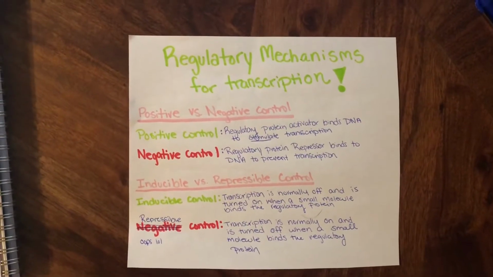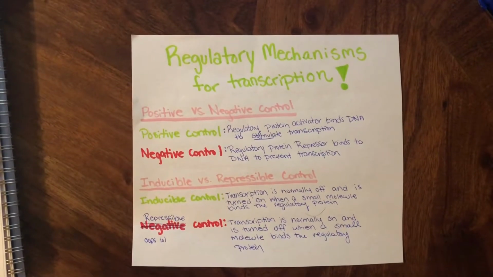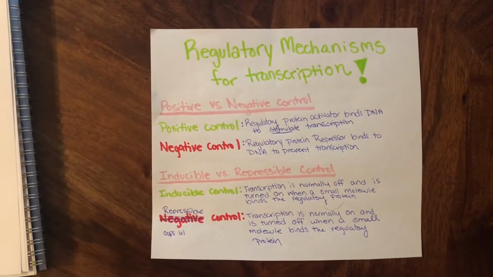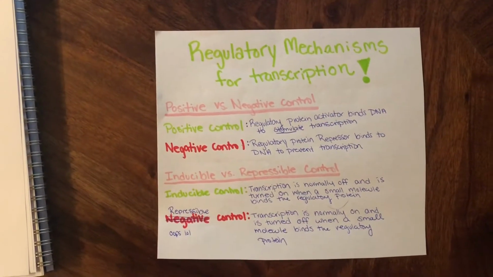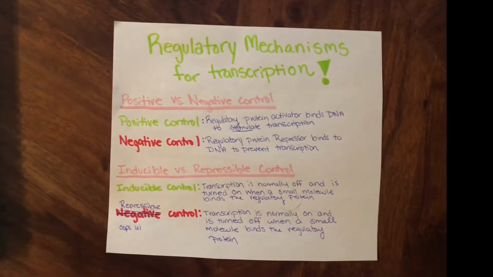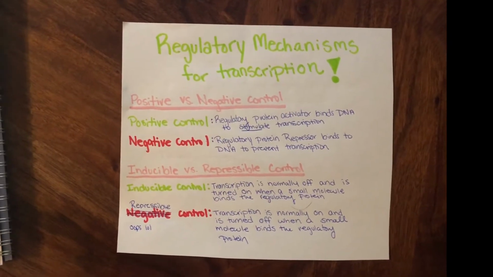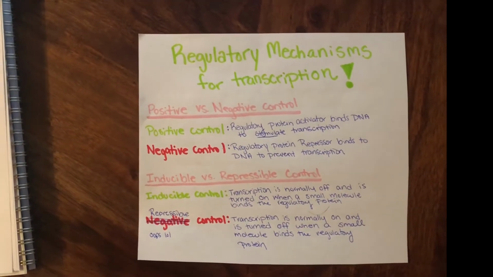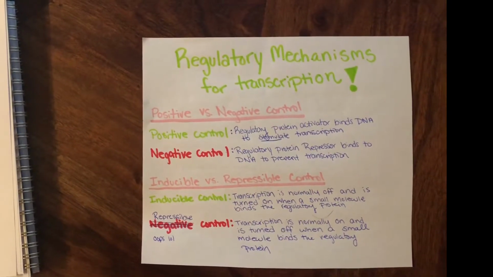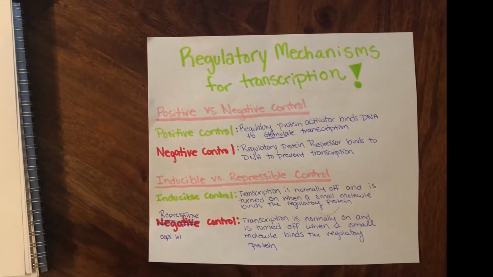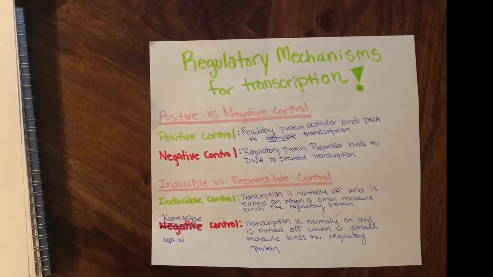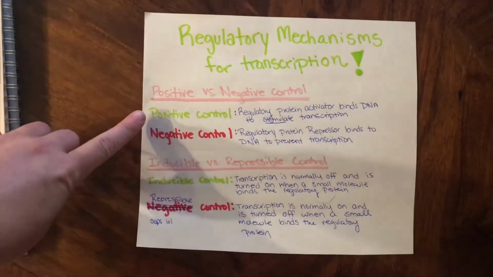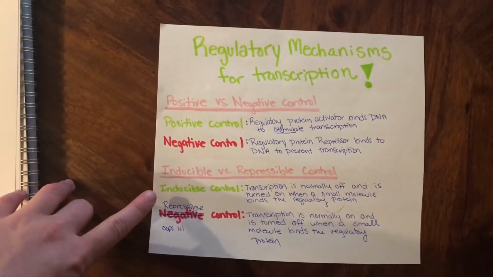Positive control is when a regulatory protein activator binds to DNA to stimulate transcription, and negative control is when the repressor binds to DNA to prevent transcription. Inducible control is when transcription is normally turned off and is turned on when a small molecule binds the regulatory protein, while repressible control is when transcription is normally on and is turned off when a small molecule binds the regulatory protein. But today we're going to be taking a closer look at positive inducible control.